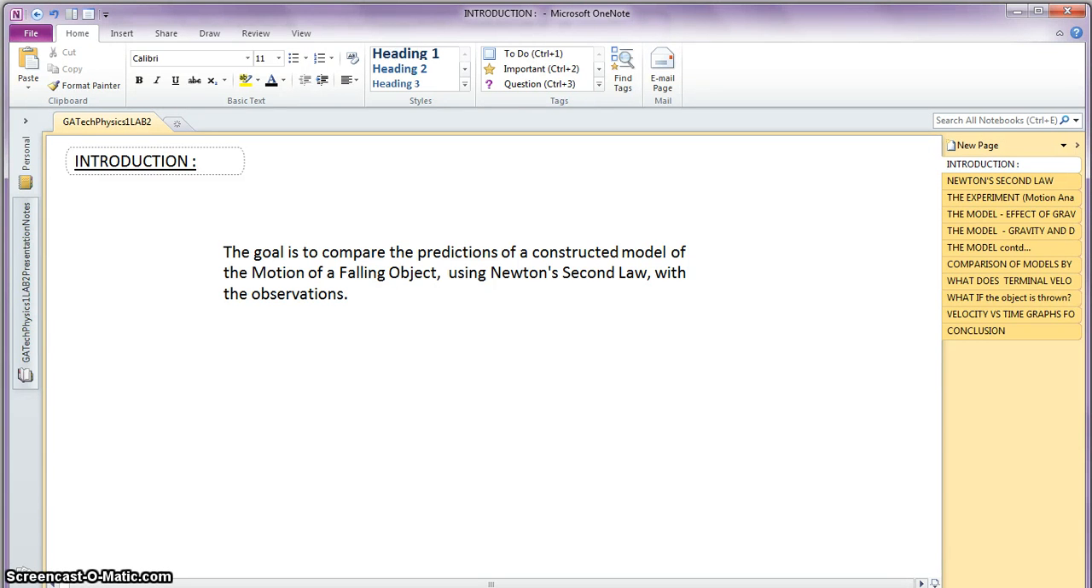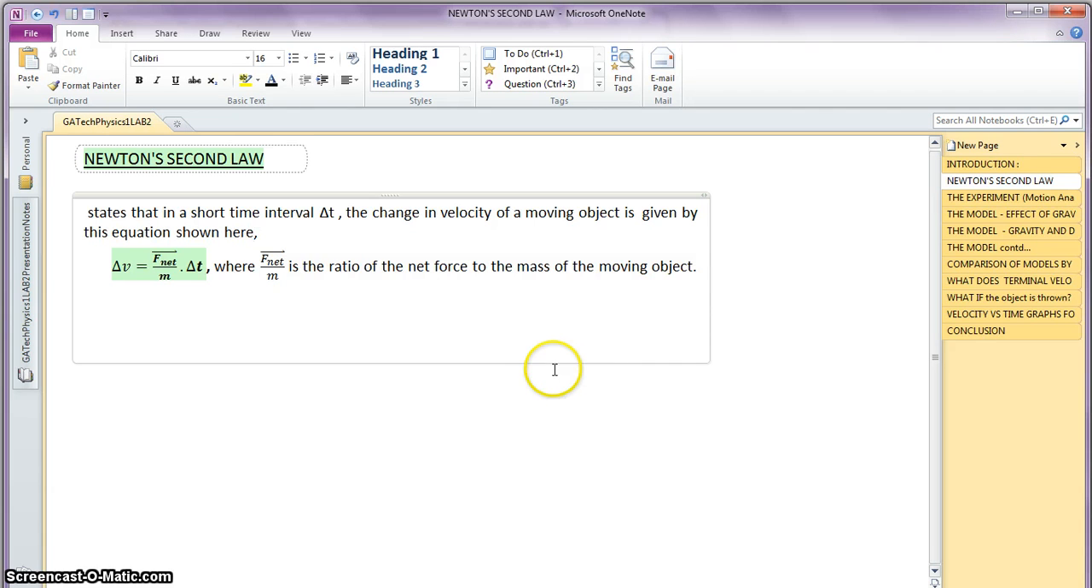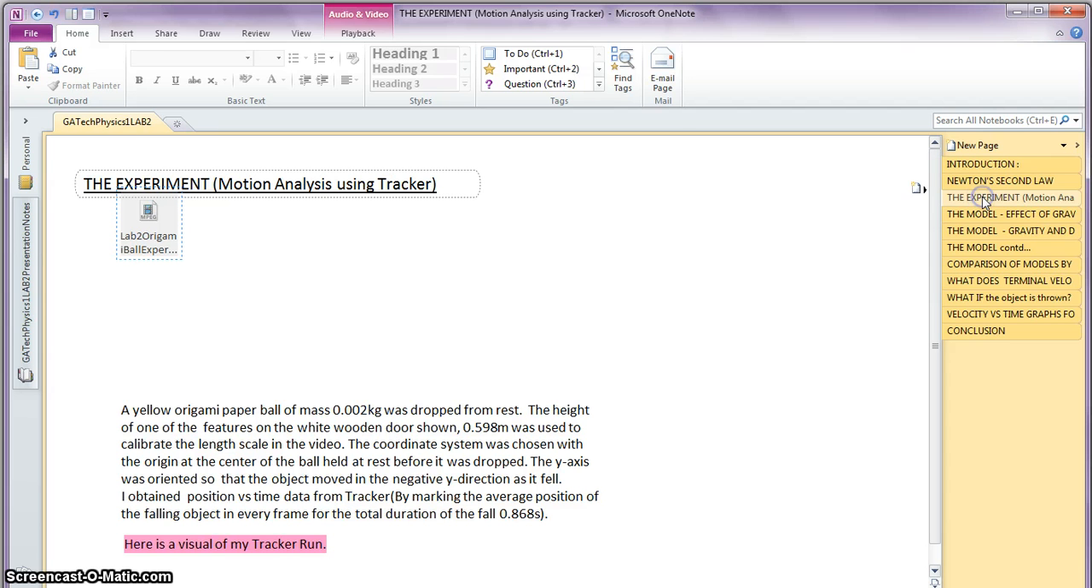The goal of this lab is to compare the predictions of a constructed model of the motion of a falling object using Newton's second law with observations from an experiment. Newton's second law states that in a short time interval delta t, the change in velocity of a moving object is given by the equation shown here, where F net over m is the ratio of the net force to the mass of the moving object.